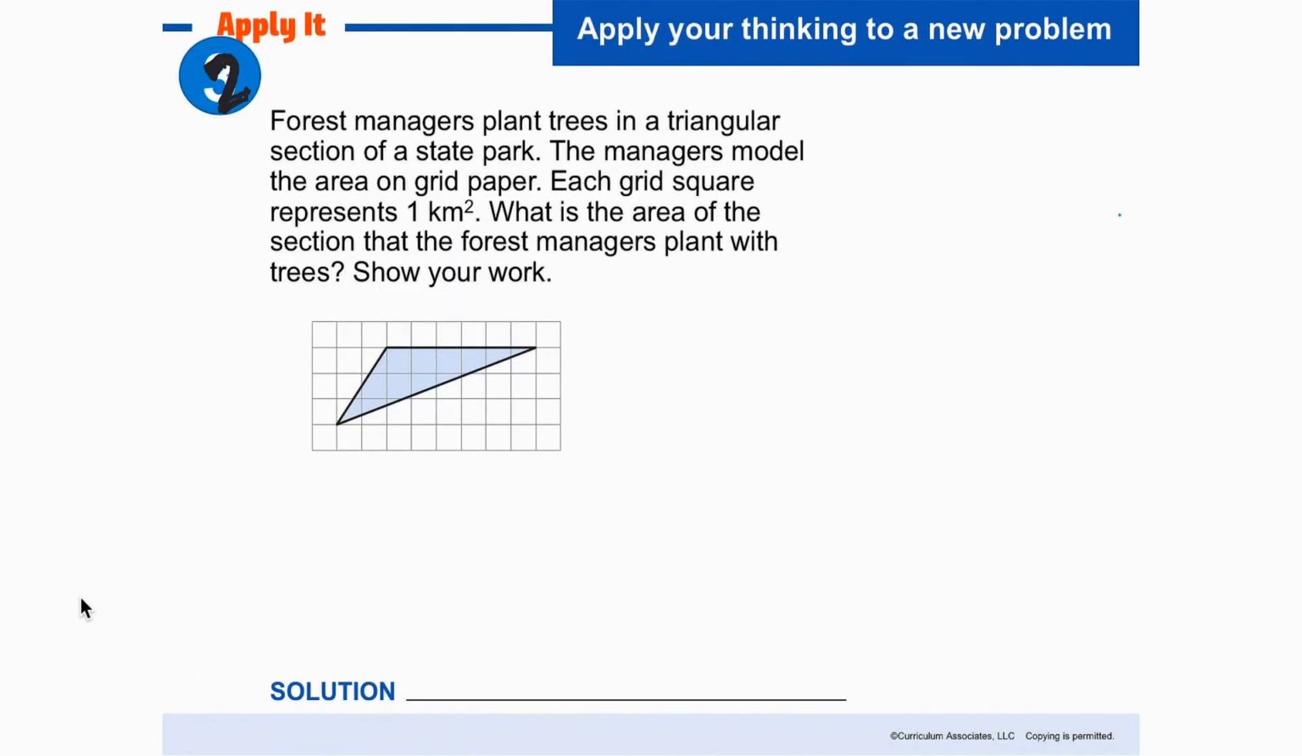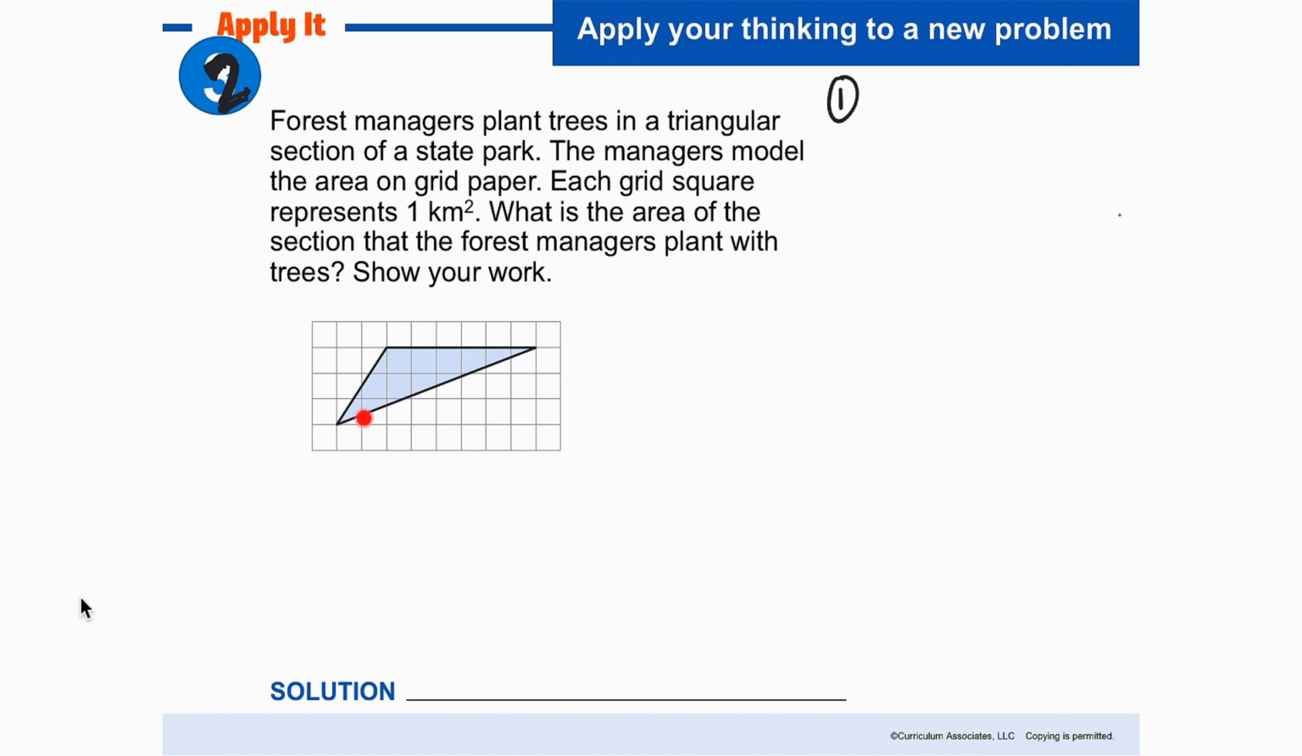I'm going to skip forward here. Looking at number 2, forest managers plant trees in a triangular section of a state park. The managers model the area on grid paper. Each grid square represents 1 kilometer squared. What is the area of the section of the forest that the forest managers plant with trees? Show your work. So again, we can do these both the same ways. We can either find the height along with the base, and I'll show you both ways. So the first one is we're going to try decomposing or composing, making a new shape.